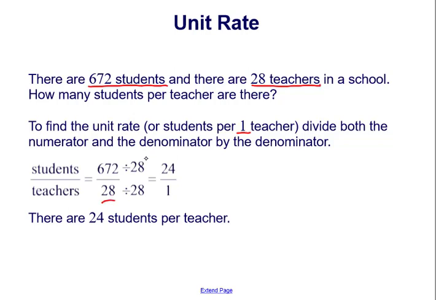Since 28 is the denominator, that's why we're dividing the numerator and denominator by 28, which gives us 24 over 1. So that is the answer. There are 24 students per teacher.